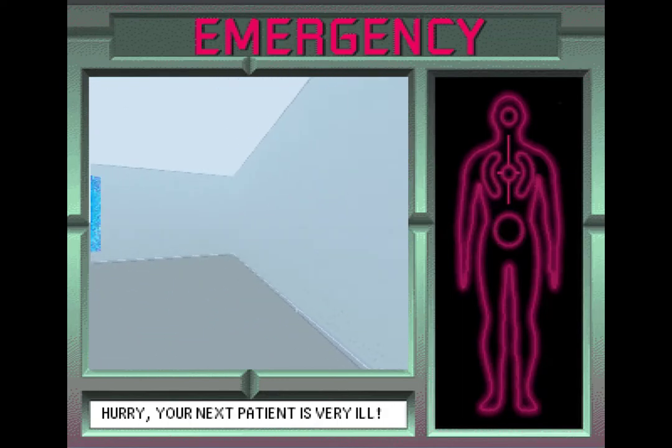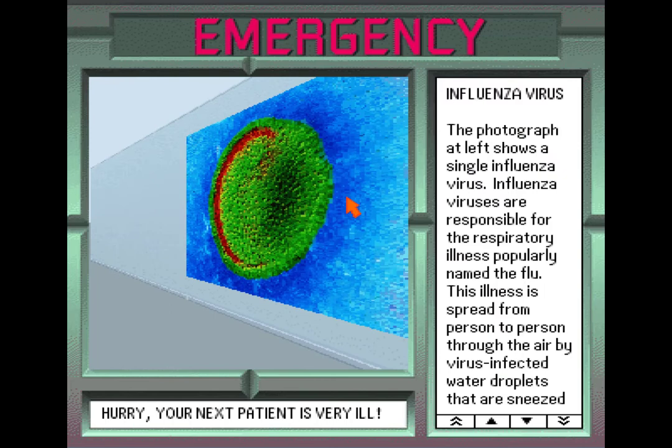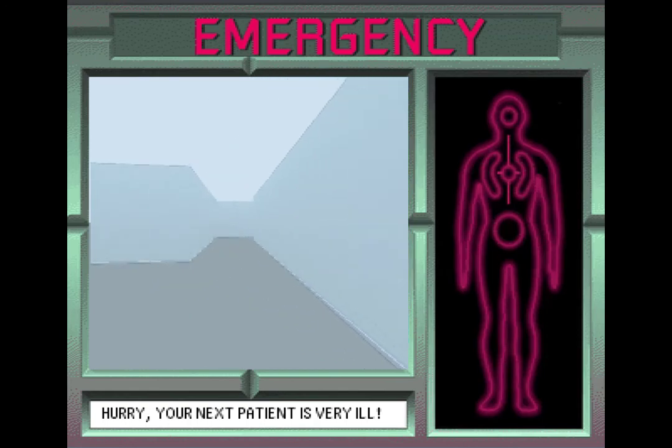Influenza virus. The photograph at left shows a single influenza virus. Influenza viruses are responsible for the respiratory illness popularly named the flu. This illness is spread from person to person through the air by virus-infected water droplets that are sneezed or coughed up. Influenza generally occurs in local outbreaks.